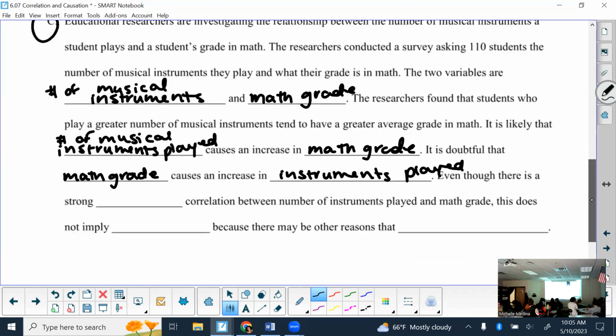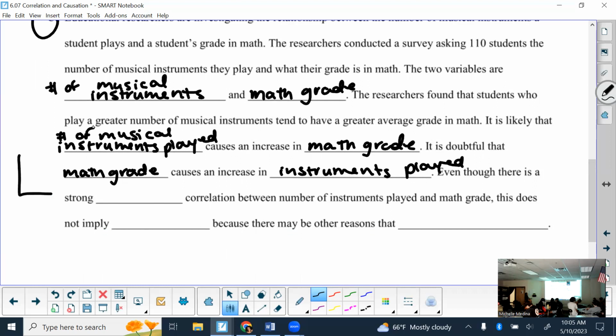All right, so given that, my dependent variable is probably the math grade. So it should go on the Y versus the instruments played. So would you expect this to be positive or negative? Because that's what their research said, and a lot of research actually does say that, by the way. But we know there are some outliers. Even though there is a strong, you guys said it, positive correlation between the number of instruments played and math grade, does this imply causation?